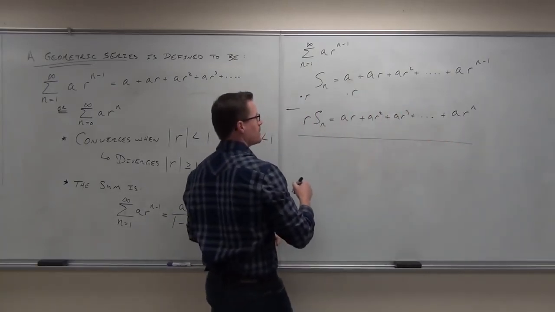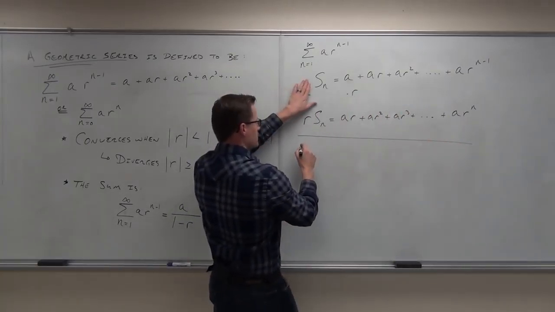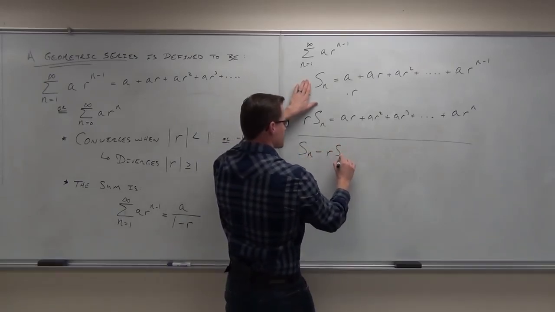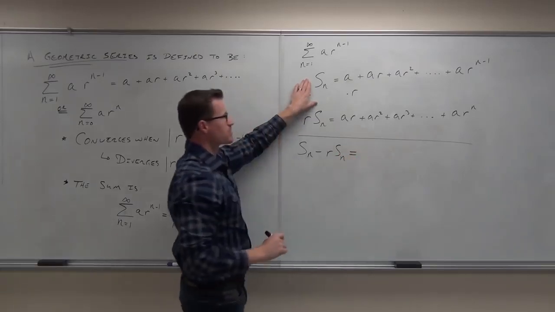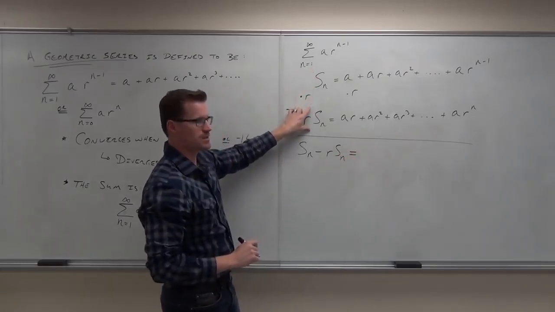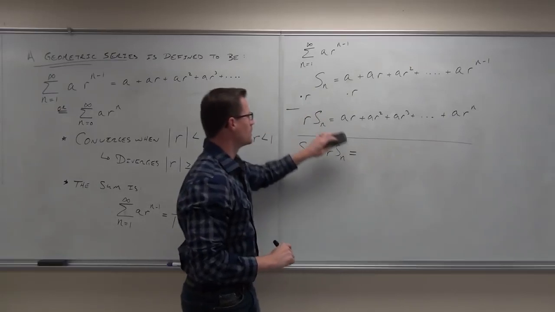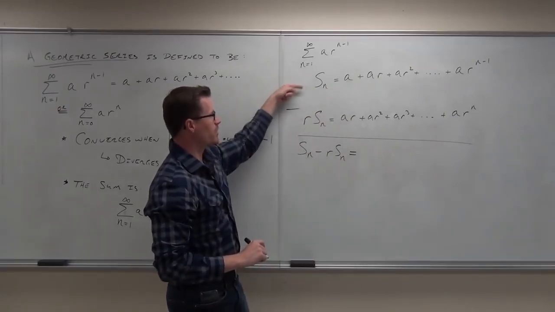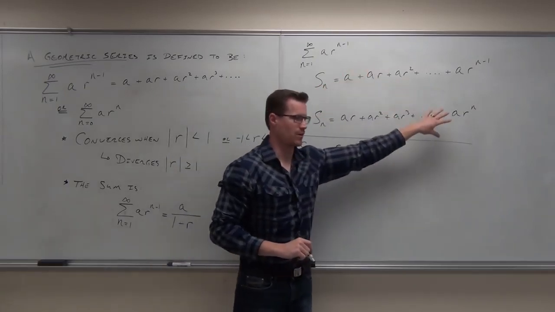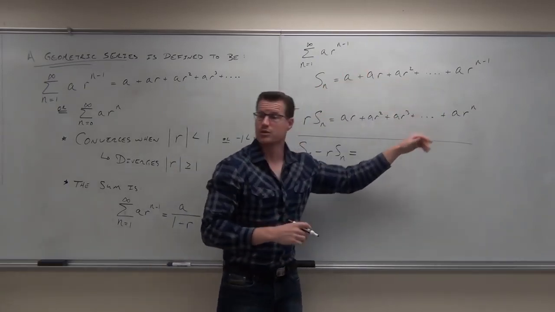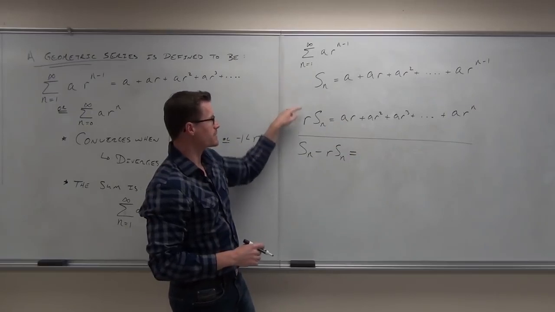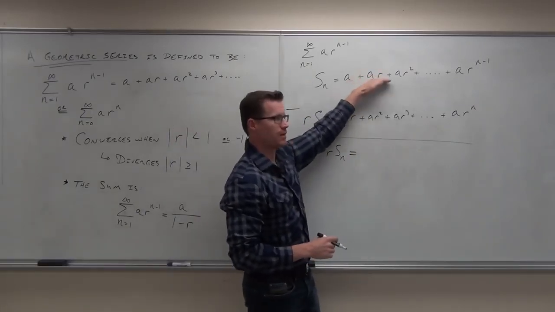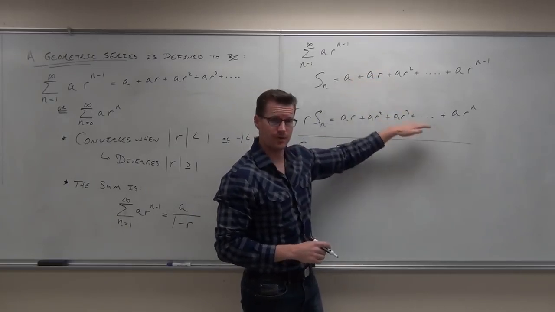If I subtract them, what we end up getting is s sub n minus r times s sub n equals, so I'm subtracting this minus this. I'm going to erase these r's here. Basically, we're just multiply by r. That means you got to multiply this by r. Okie dokie with that one? Now we're subtracting. S sub n minus r times s sub n. Got it. That means we're going to have to take this stuff and subtract all of this stuff.